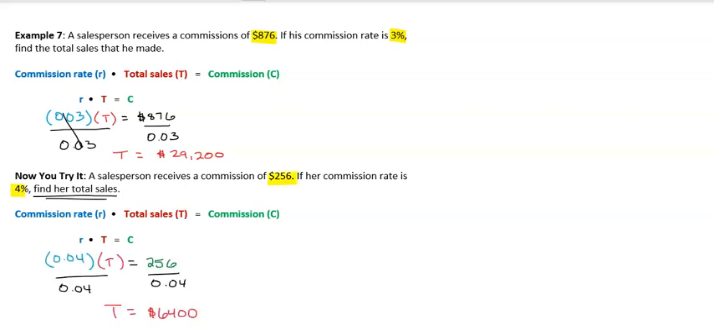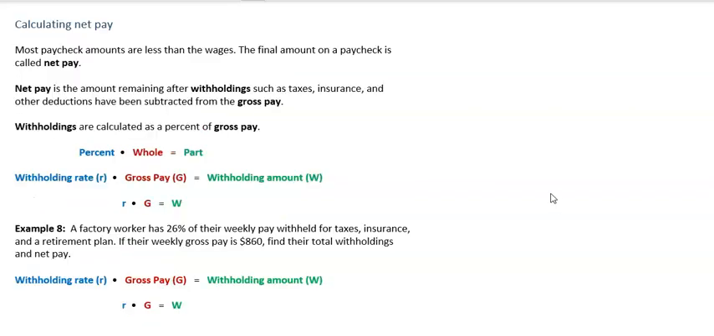Okay, so in this one, the commission's $256 and the rate is 4%, and we're supposed to find her total sales. So 0.04 for rate, T is unknown, equals 256. Divide both sides by 0.04, and you should get that the total sales that they made was $6,400, and the commission that they made off of it was $256. So when you get an answer, make sure you stop and think about what you just found and make sure it makes sense.